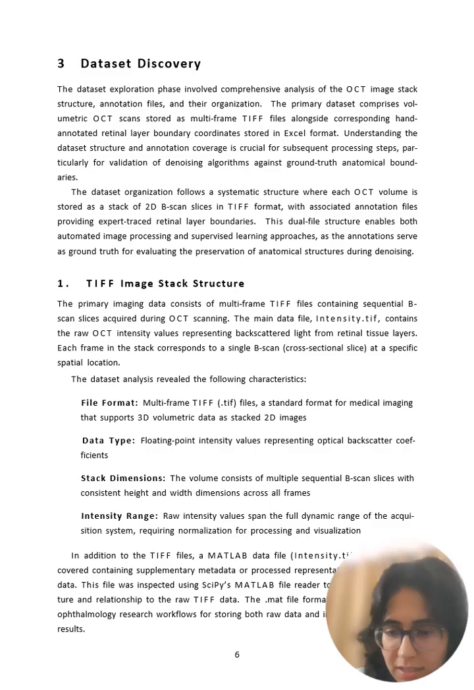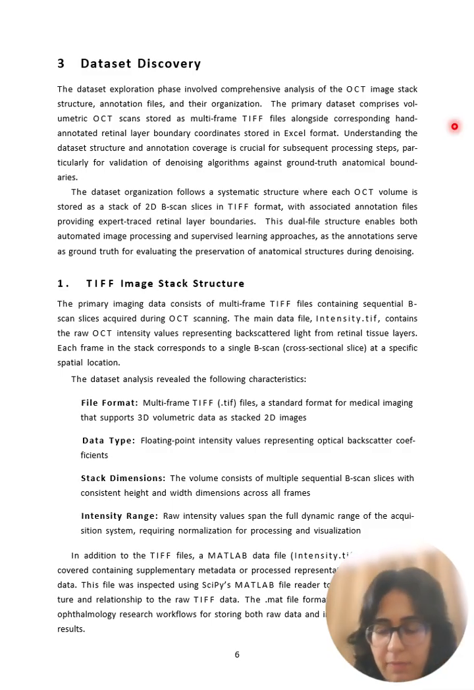So the primary dataset is the volumetric OCT scans that have been stored as multi-frame TIFF files, and alongside that, hand-annotated retinal layer boundary coordinates were also stored in Excel format. So each OCT volume is stored as a stack of 2D B scans in TIFF format, and Excel files denote the coordinates of the layers that were hand annotated by experts.